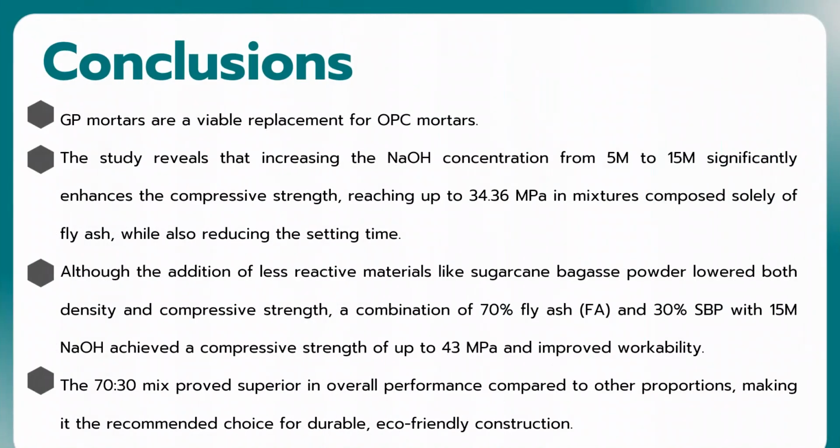So we conclude, geopolymer mortars are a viable replacement for ordinary Portland cement mortar. I found that the optimum mix was 70% fly ash and 30% bagasse powder. And the best activator was the 15 molarity sodium hydroxide with 70% sodium silicate and 30% sodium hydroxide ratio. And it can achieve up to 43 megapascal strength with improved workability. The setting time is comparable to traditional cement, and the density-strength balance is optimal for construction application.